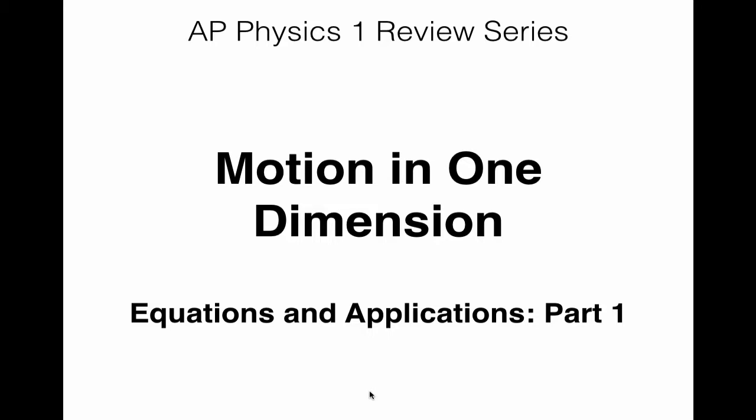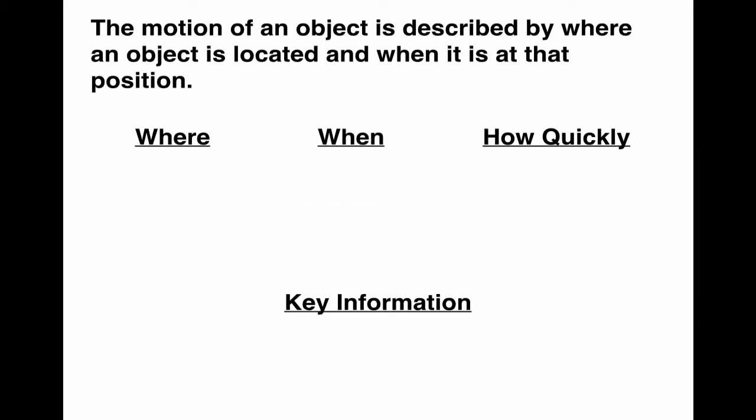This is part 1. The motion of an object is described by where an object is located and when it is at that position. In terms of where an object is, we like to look at our position, which we can denote as x. We may also be interested in its displacement, which is its change in position from an x final minus an x initial. Another way to write a displacement could be x minus x naught. It's the same thing as x final minus x initial.